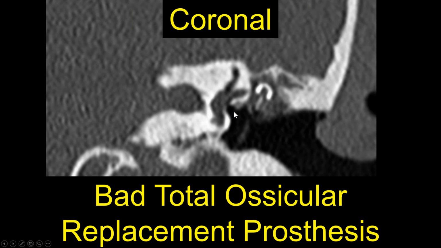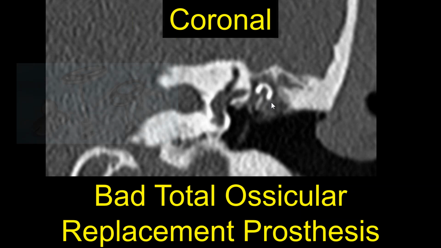I do not see normal stapes crura at this location, and I see that our prosthesis, which was normally in place on the prior imaging, has now retracted back up into the epitympanum, the top of the middle ear cavity itself that we talked about last time. So this is a bad TORP that has fallen out of the oval window.